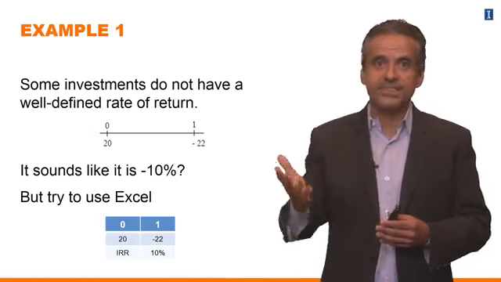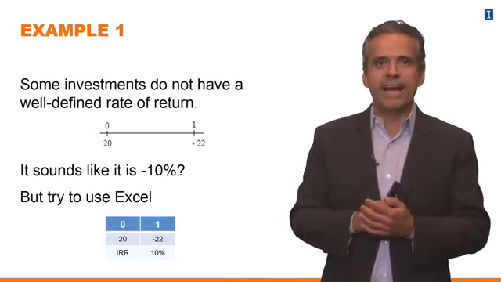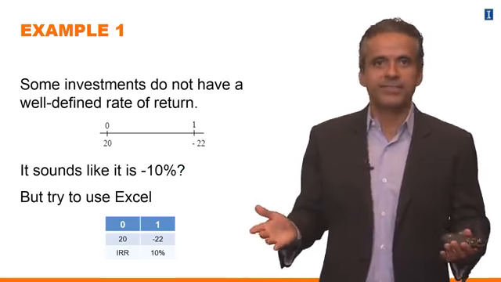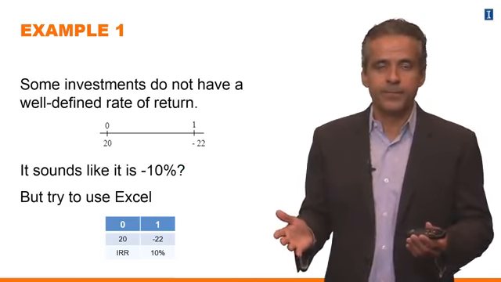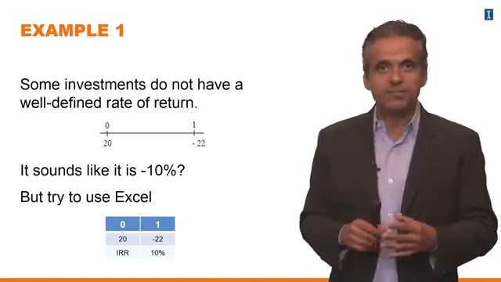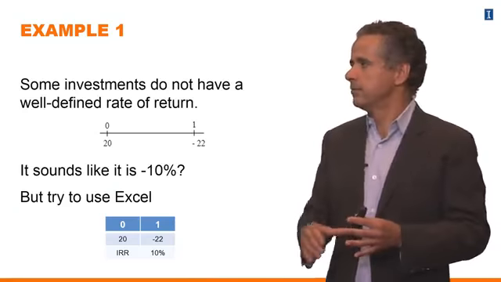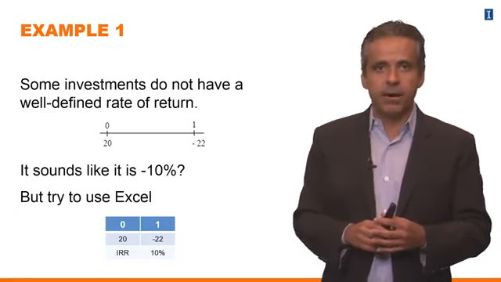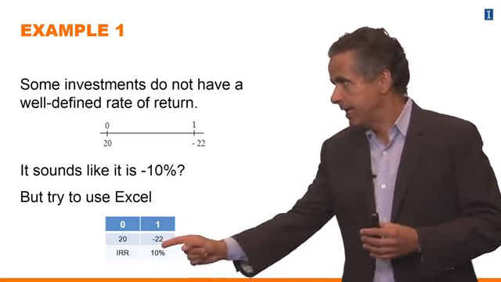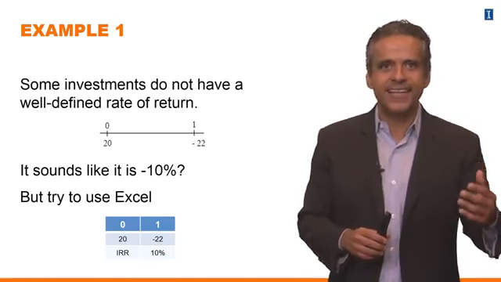You know, using the same intuition that we used when we first talked about IRR, it sounds like the rate of return on this project should be minus 10%, right? You're losing 10%, okay? But try to use Excel. Write down this problem in Excel. I mean it, really do it. If you have Excel, try this, okay? Write down the timeline in Excel, and then write down 20 minus 22 and ask Excel to give you the IRR. Excel will tell you the IRR is 10%.